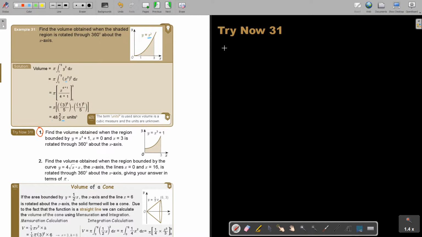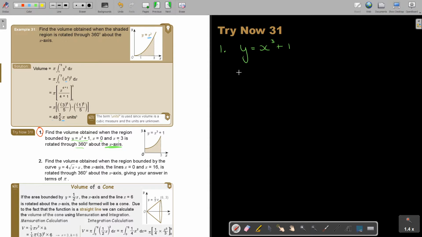Okay, let's start with number 1. The volume obtained when the region is bound, there's the function. It's between 0 and 3, and it's rotated about the x-axis. Very important. We will later come to the y-axis. So let's first write down the function. That is the function.